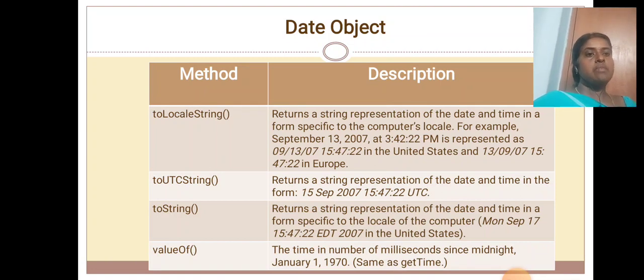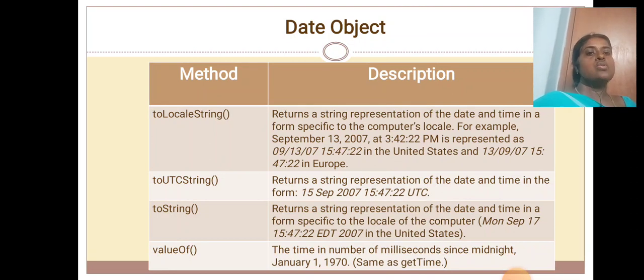So the same time, how it is going to be written in my system, will be Mon, Sep, followed by the date, the time 15:47:22, EDT 2007. This is the format I am going to set up in my system, so the result will be like this.